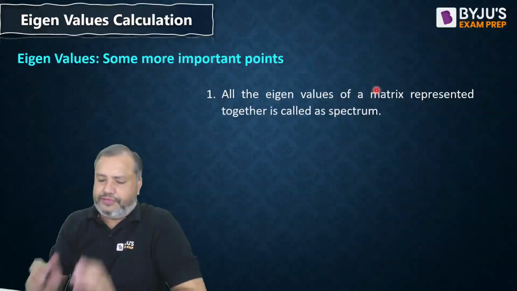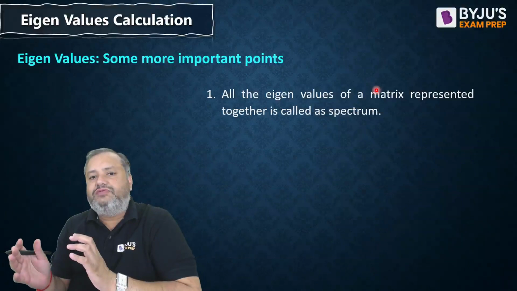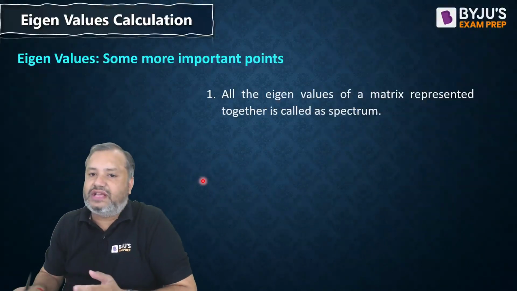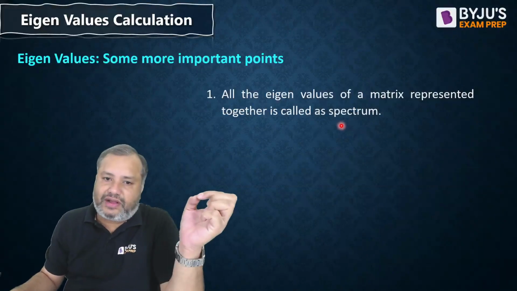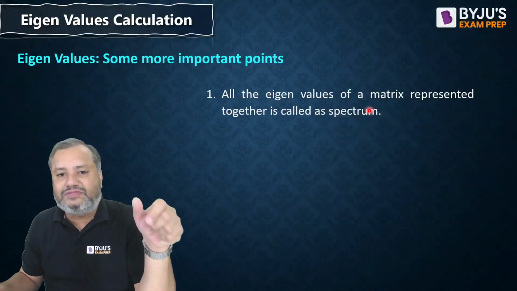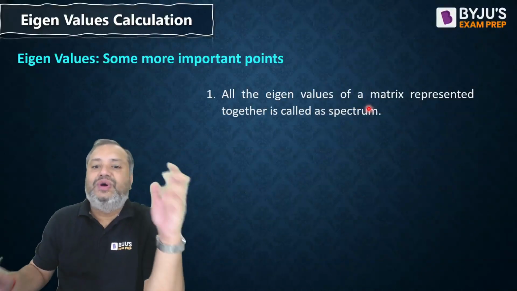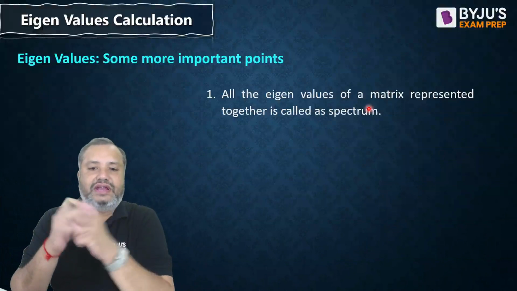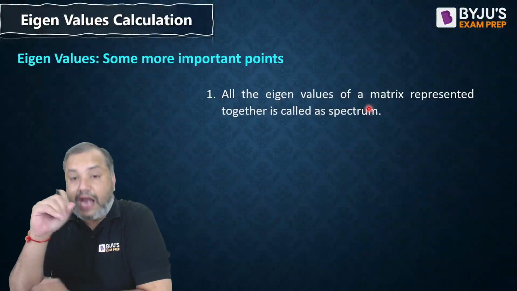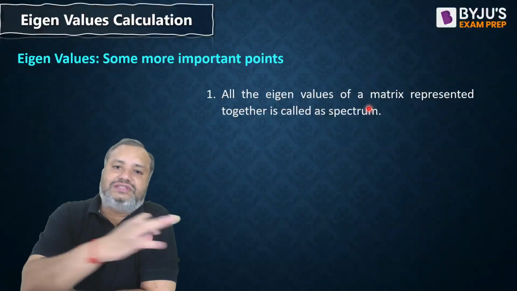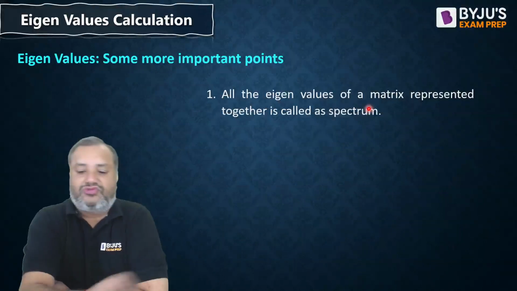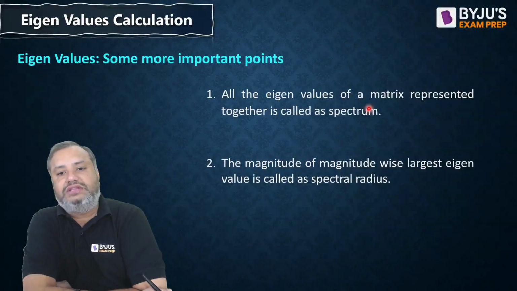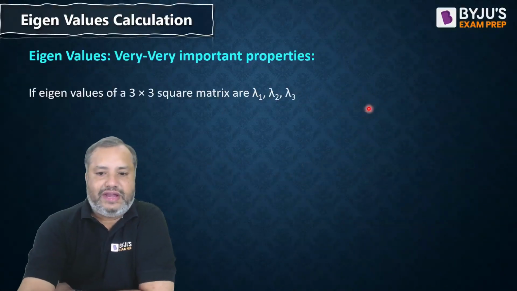Students, if you represent all the eigenvalues of a matrix together, say in the form of a set, then that set is called the spectrum of that given matrix. If someone asks you what is the spectrum of this matrix, then he is actually asking you for the eigenvalues. Just find those eigenvalues and collect them together in a set. That set will be called the spectrum. And the magnitude-wise largest eigenvalue is called the spectral radius.